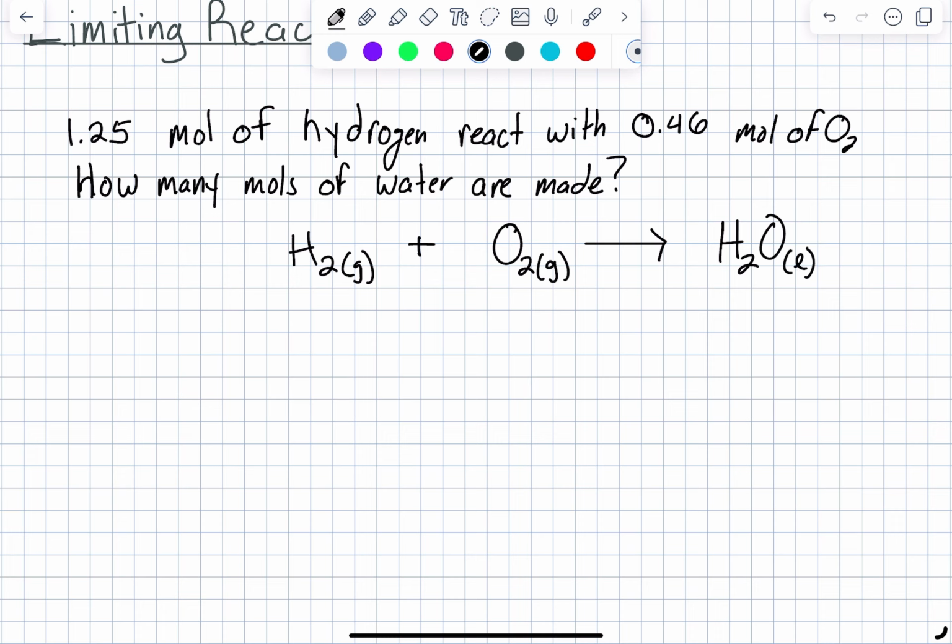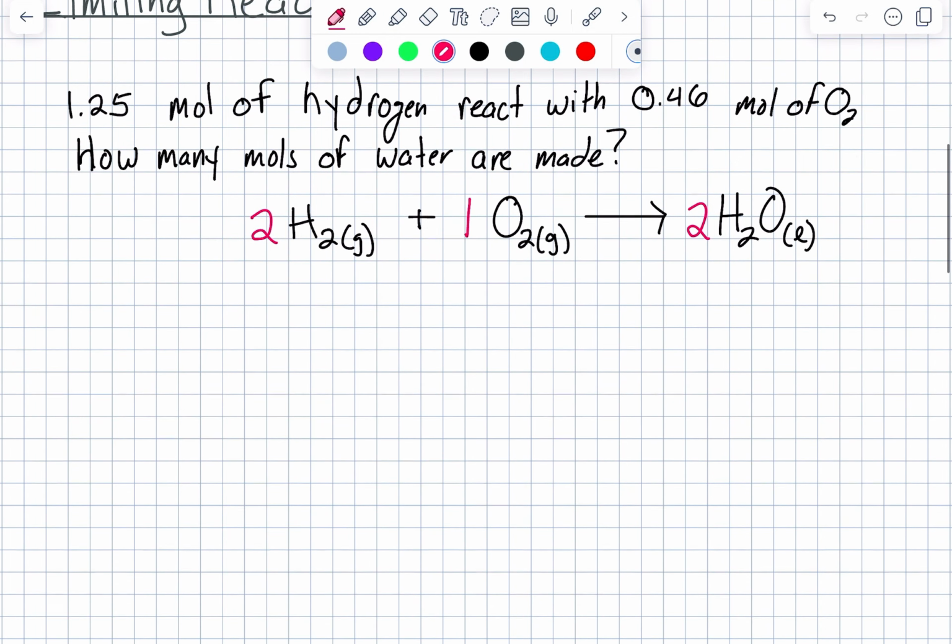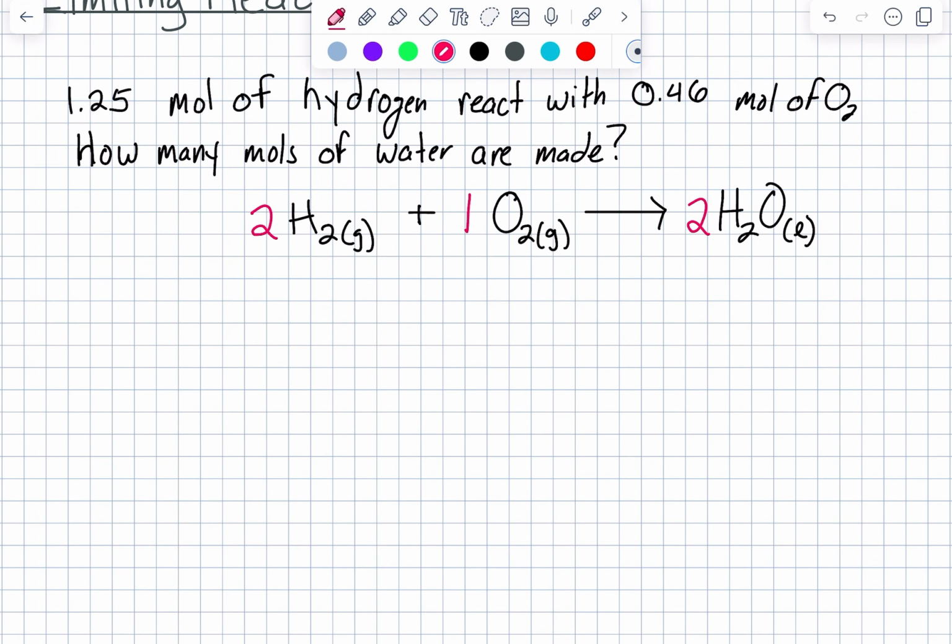When I balance it, I know that for every 2 moles of hydrogen reacted with 1 mole of oxygen, I produce 2 moles of water. And so to determine what our limiting reactant is, we're going to use our mole concept. The first thing we need to do is figure out if one of these were my limiting reactant, how much of the other would be required. And so to do that, I'm going to scan down a little bit here. And I'm just going to pick what comes first.